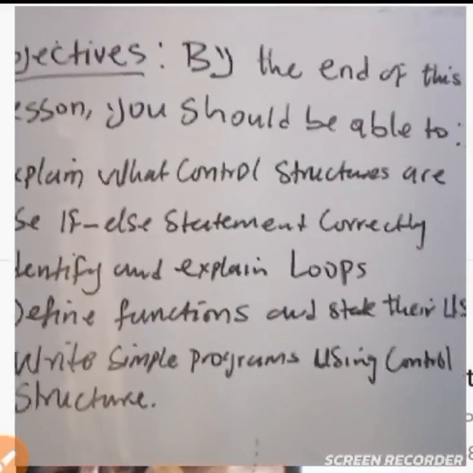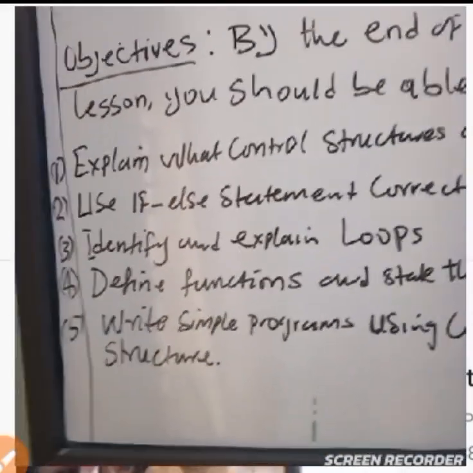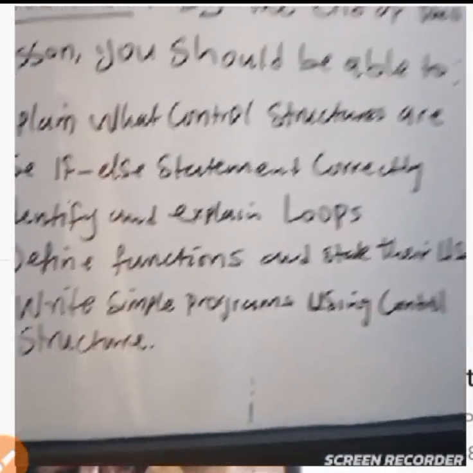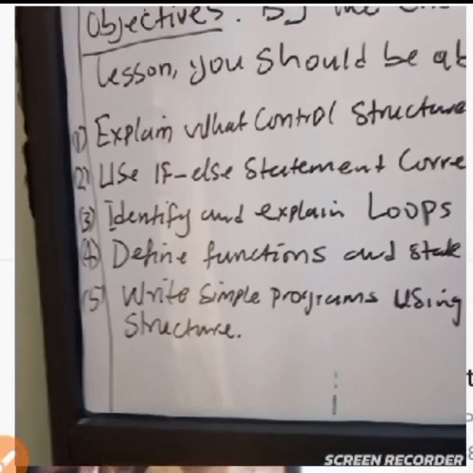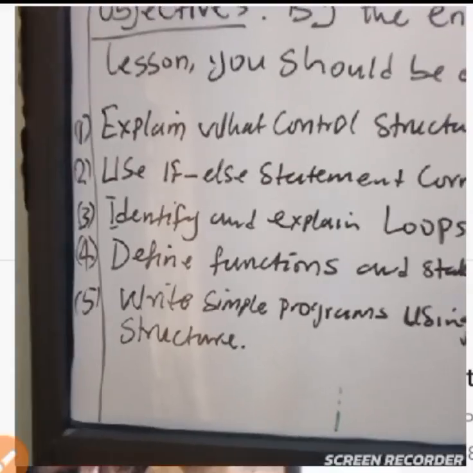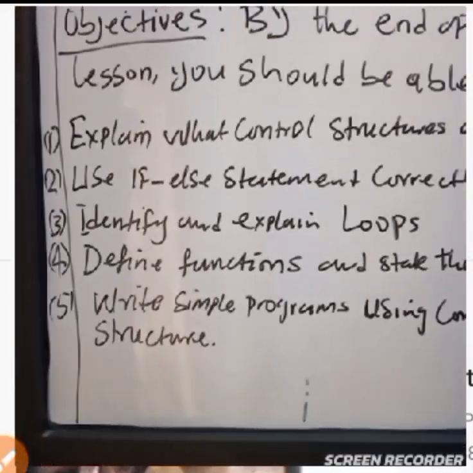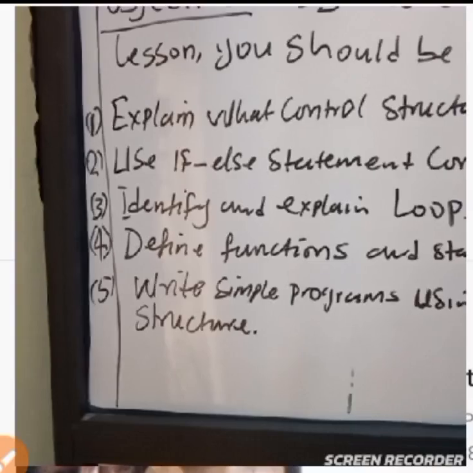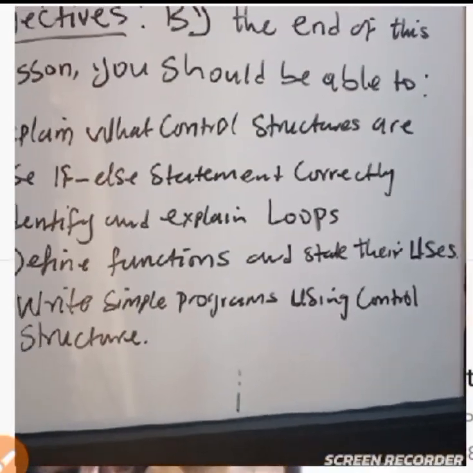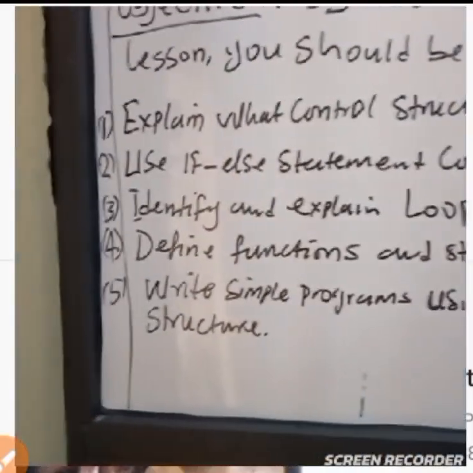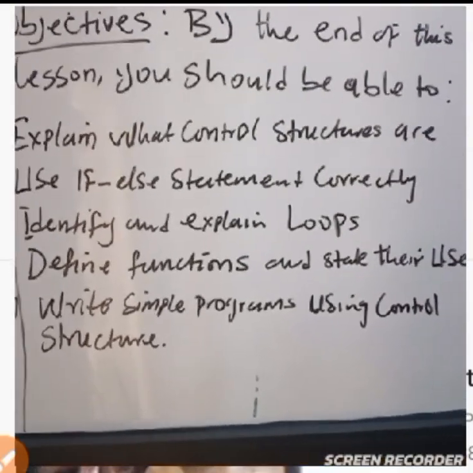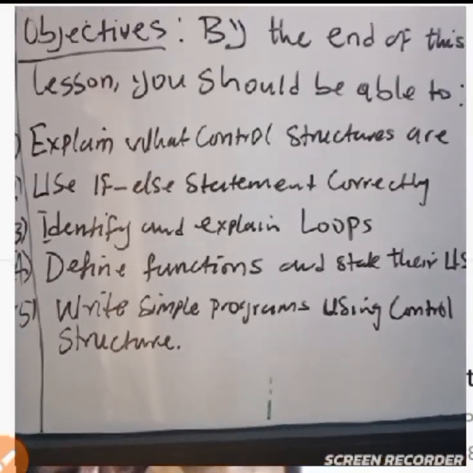The objective of this lesson is, by the end of this lesson, you should be able to: number one, explain what control structures are. Number two, use if else statements correctly. Number three, identify and explain loops. Number four, define functions and state their uses. Number five, write simple programs using control structures.